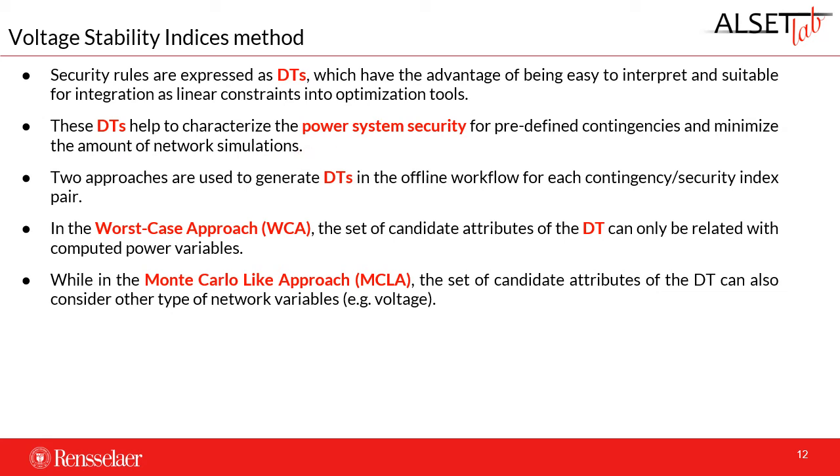We will use two approaches to generate the decision trees in this workflow for each contingency and security index pair. There is the worst case approach. Here there is a set of candidate attributes of the decision tree, and they can only be related to power variables. While in the Monte Carlo-like approach, the attributes of the decision tree can also consider other types of network variables such as voltage.